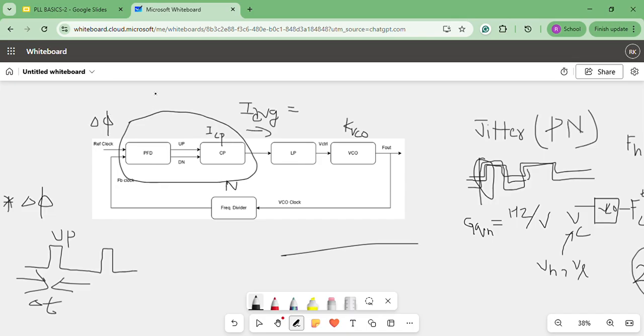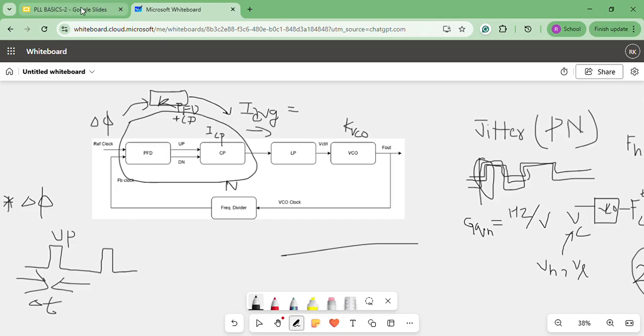So if we assume it as a block, this block has phase difference as input and average current as output, which is fed to the low pass filter. So we have to calculate the average current and the phase difference, and we will divide the ratio to get K PFD plus charge pump. Basically, this is the gain of PFD plus charge pump. Correct.